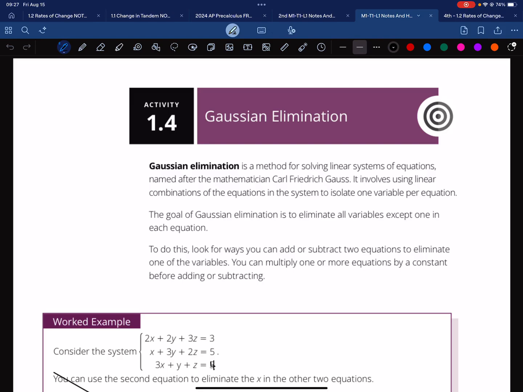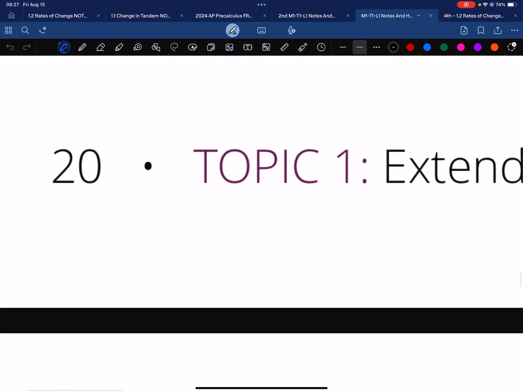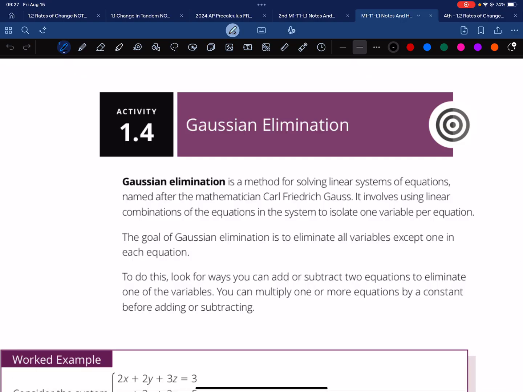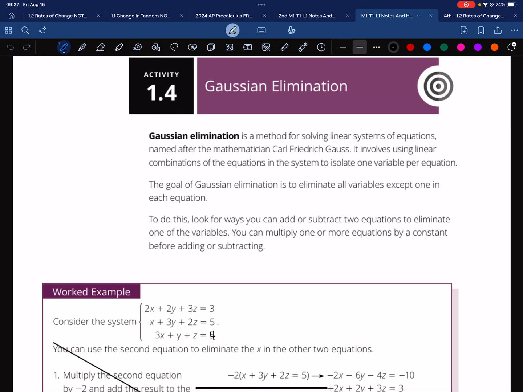So this is Module 1, Topic 1, Lesson 1, Part 3. We are going to start on the page that says Activity 1.4, and it is page 20 at the bottom. On page 20, 1.4, it talks about Gaussian elimination. It's like cow with the letter G, Gaussian elimination.